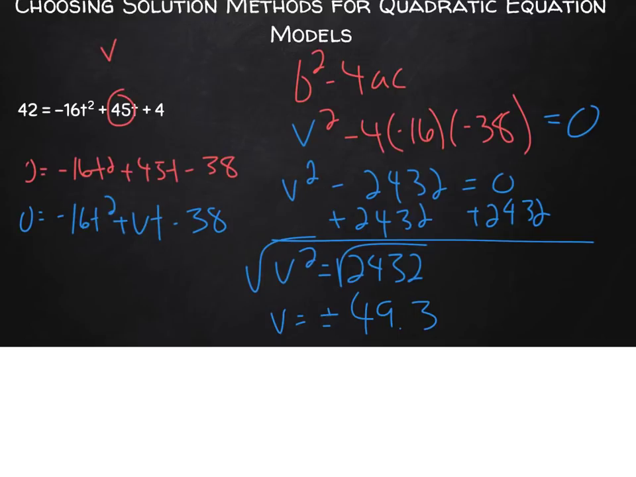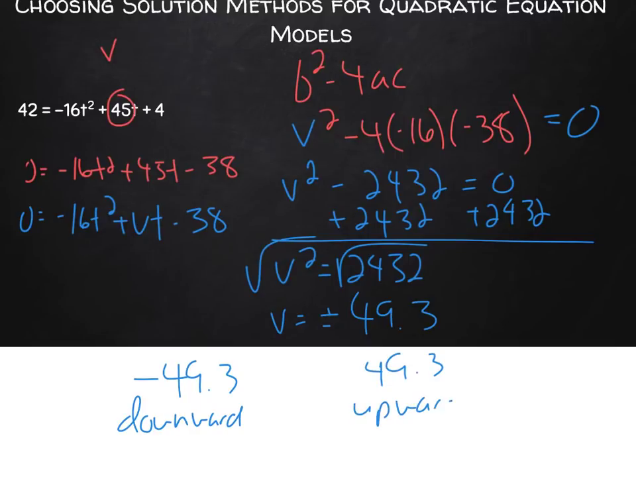And then a little physics lesson here. So velocity is a speed with a direction. So the negative 49.3 means a downward direction, and the positive 49.3 means an upward direction. Well, since the kite is stuck in a tree, that is upward, which means that negative velocity, being thrown down, does not help us. So then the velocity Marco would need is 49.3 feet per second.